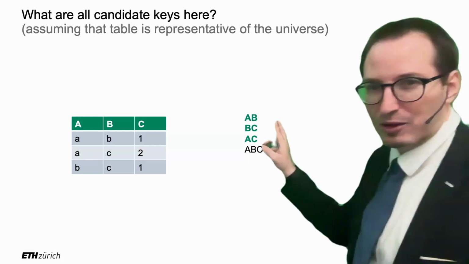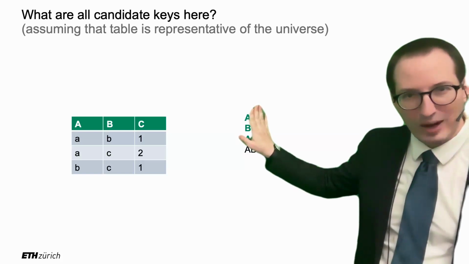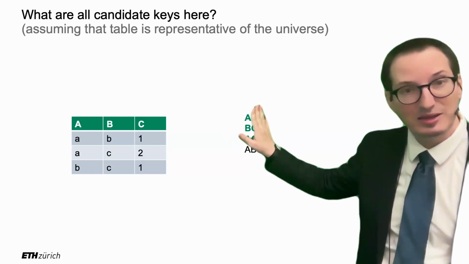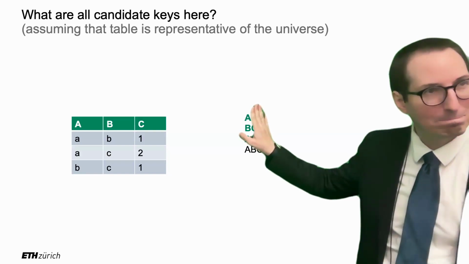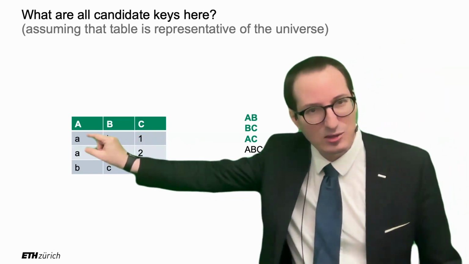But I still need to explain why AB is minimal, right? How do I know AB is minimal? Well, I need to try to remove B or to try to remove A and see what happens. So let's see I remove A. Is A a super key? Why? Yes, you can see A is not a super key.